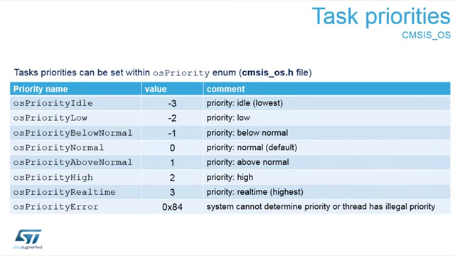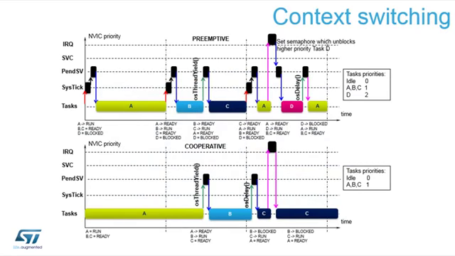Then, of course, you can define your own set of priorities. There is also a special value, OS priority error. On this slide, you can see how the two different strategies cooperate among the tasks, so when the task switch occurs, when the state of the tasks changes. And you can see that with the preemptive mode, there are many more task switches, so it takes a little bit more CPU resources.